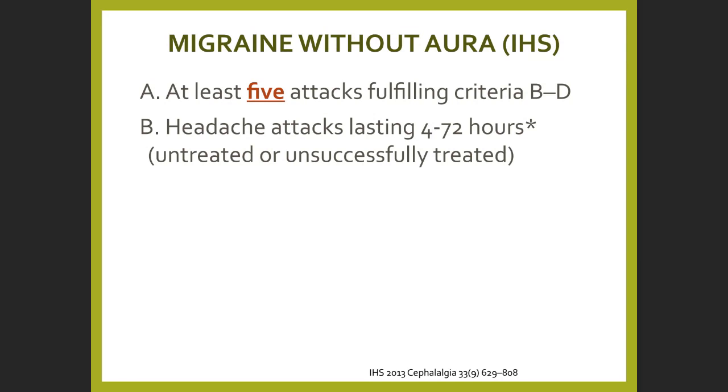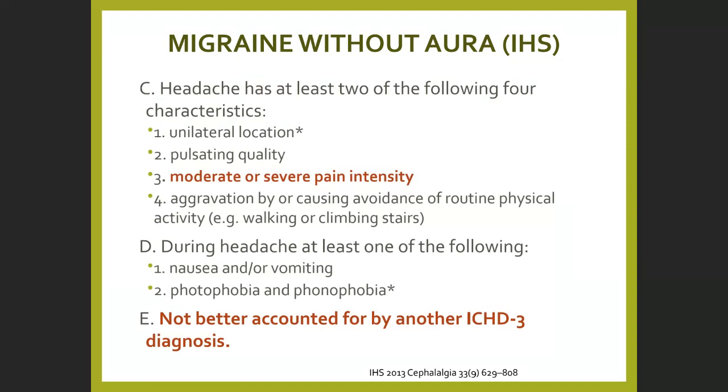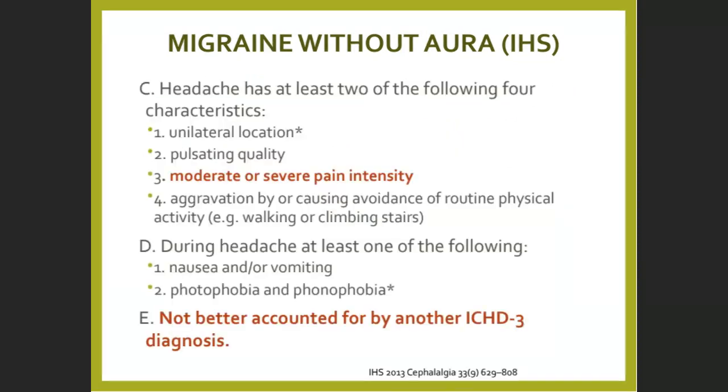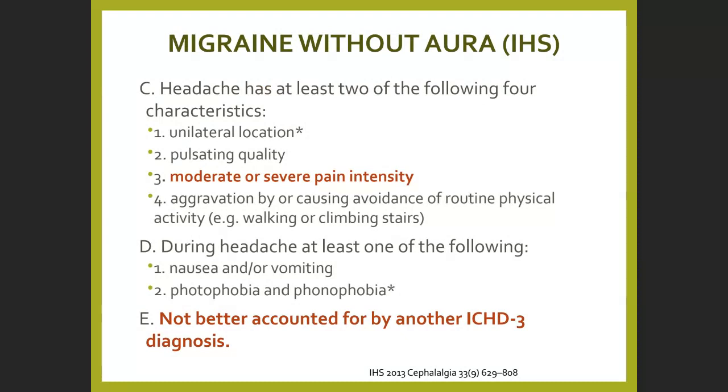So for the International Headache Society, to diagnose migraine without aura, you need at least 5 attacks, fulfilling criteria B to D. And B includes the duration. So in children, it's 1 to 72 hours. The headache should be moderate or severe in pain intensity. Unilateral in location, but in children is often bilateral, of a pulsating quality, and aggravated by or causing avoidance of routine physical activities such as walking or climbing stairs. And during the headache, you should have at least one of the following: nausea and/or vomiting, photophobia and phonophobia. And importantly, it should not be better accounted for by another diagnosis.